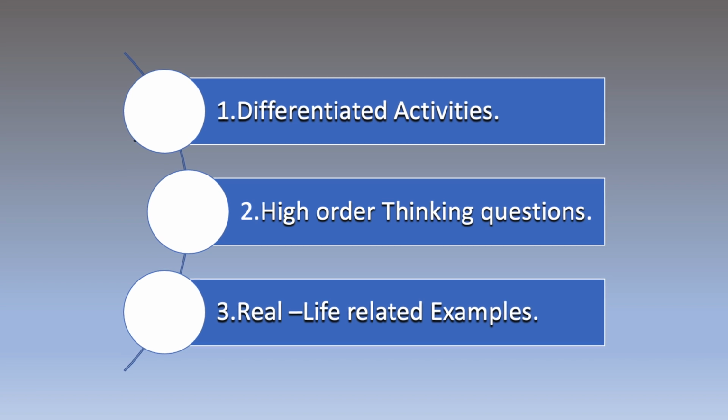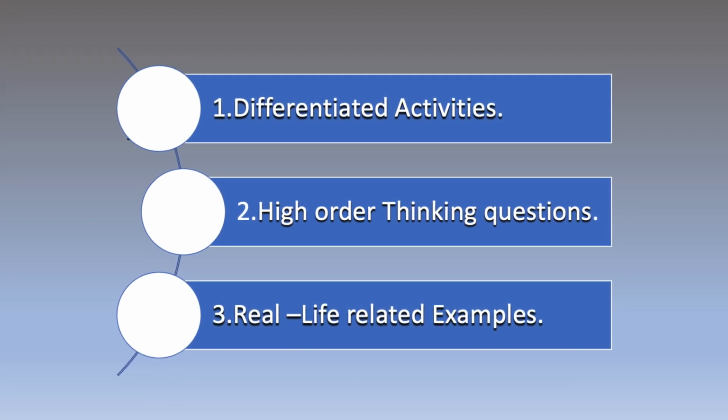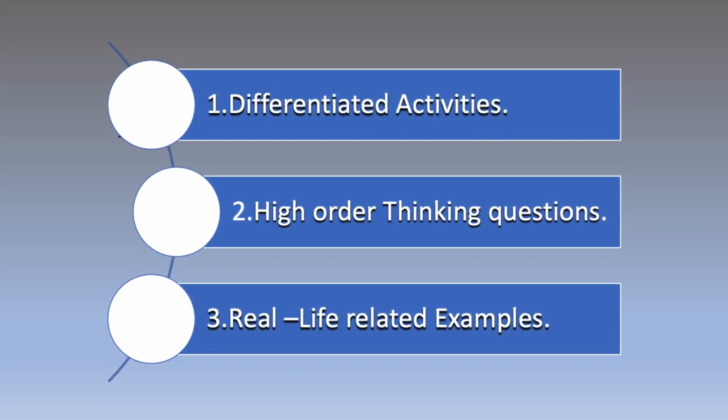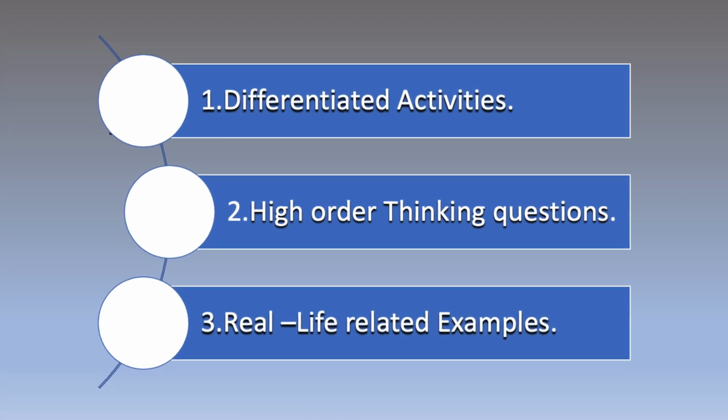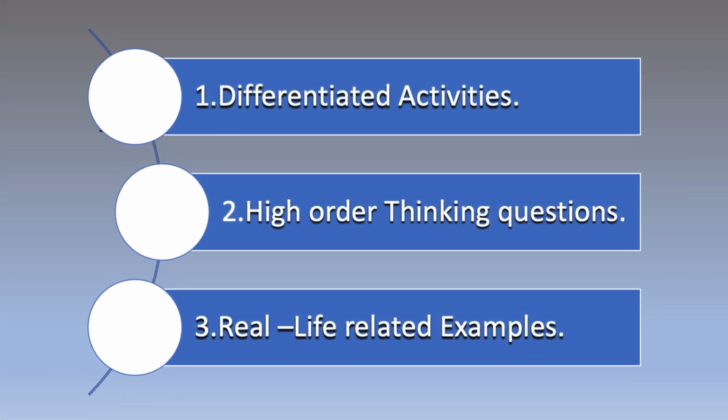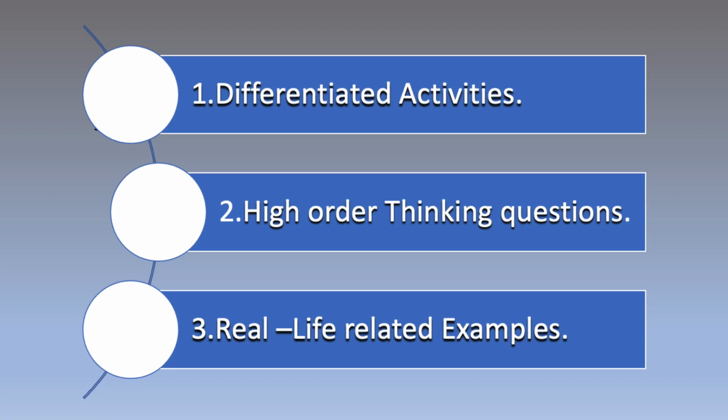So let's start. The three things which we are going to include in the lesson plan are: the first one is the differentiated activity, the second one is higher order thinking questions, and the third one is real life related examples. Yes, these are the three unique things which I'm going to discuss, and how we can include them in the basic lesson plan to make it more interactive. So the first one is differentiated activity.